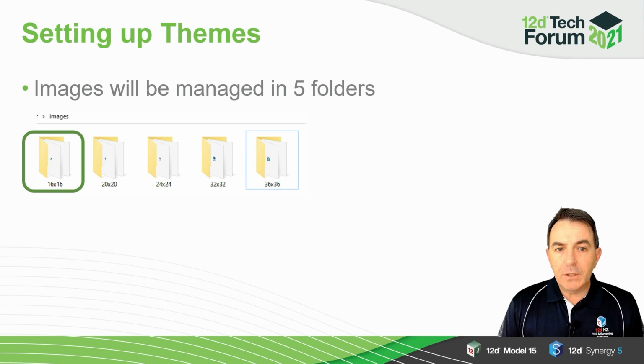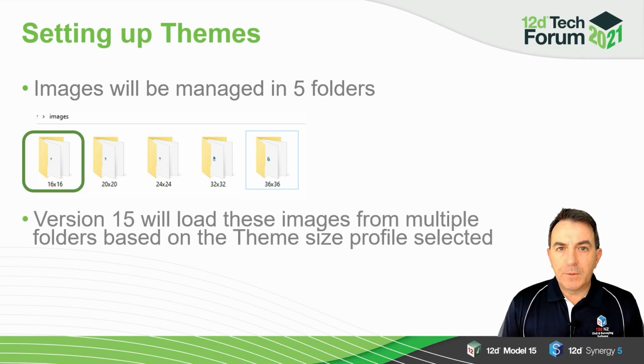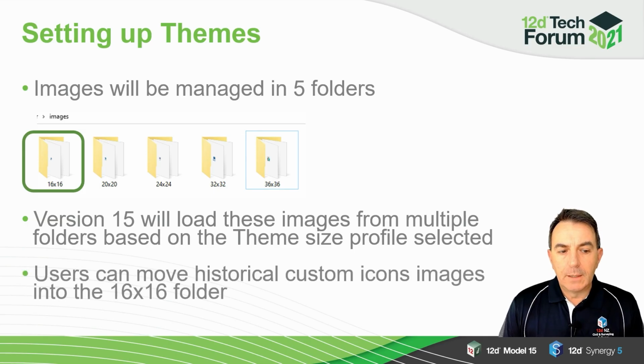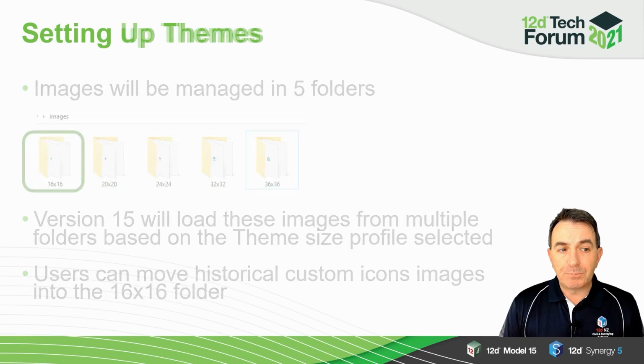Now, images. Images are going to be managed in 5 folders that you can see on the screenshot there. Version 15 will load these images from multiple folders based on the theme size profile that you select, i.e. the small, medium, large, or extra large. Users, you guys, can move all your historical custom icon files into the 16 by 16 folder, and 12D will just load those up for your workspaces and your toolbars as it's always done.